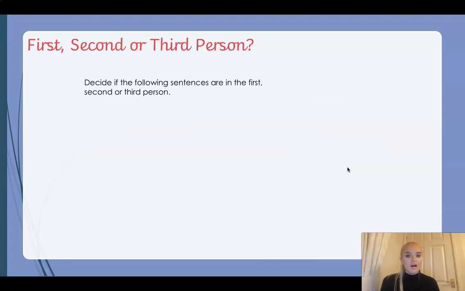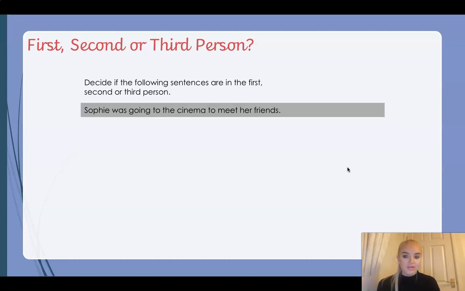Okay. I have got a challenge for you now. Based on what you know now from writing in first, second, or third person, I would like you to decide if the following sentences on the screen are written in first, second, or third person. Okay, you ready? We'll do the first one together and then you will do the next one yourself. So, Sophie was going to the cinema to meet her friends.